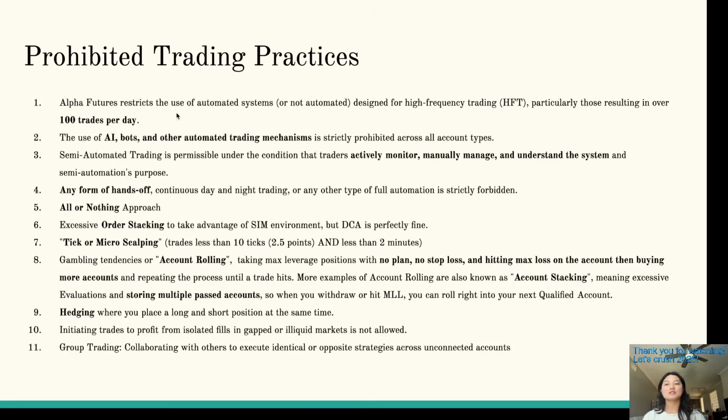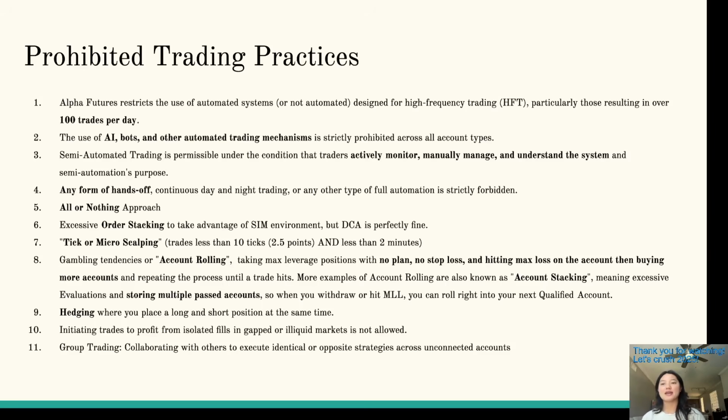But number one starts off saying that Alpha Futures restricts the use of automated systems, even traders that don't have an automated system, but are resulting in over 100 trades per day. So if you are someone that likes to trade more than 100 times per day, then Alpha Futures may not be for you. But if you do trade way less than that, then Alpha Futures would be for you.